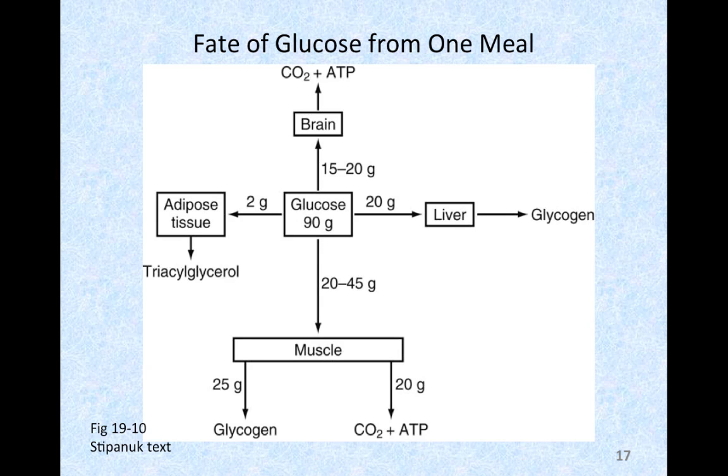Okay, so here's the fate of glucose from one meal, for example. This is a mixed meal, but we're talking about the glucose initially here. This is if a person consumes a mixed meal that has 90 grams of glucose in it. Where does that glucose go? Well, some of that glucose goes to the liver. So if you consume 90 grams, about 20 grams of it is going to be used by the liver. And some of that is going to be stored as glycogen. Okay?